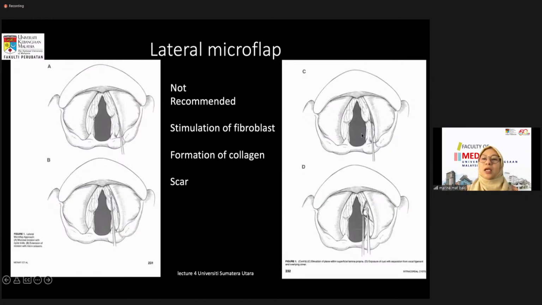However, during dissection on the vocal ligament, there is a chance that you would stimulate fibroblasts in the deep and intermediate layers. When you stimulate these, although you don't injure, if you keep on dissecting on it, it would cause collagen deposition. A lot of collagen will cause scar. So nowadays, this is not the recommended way of raising a flap.